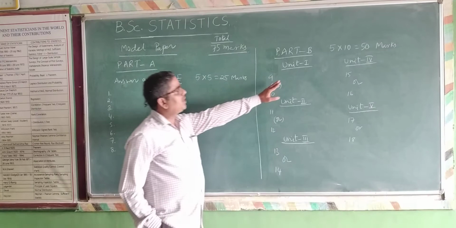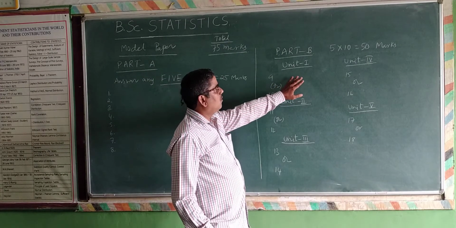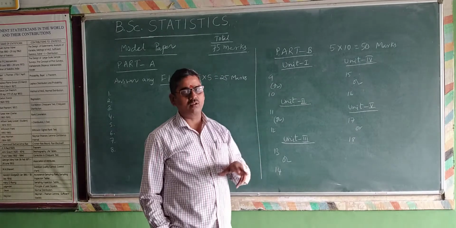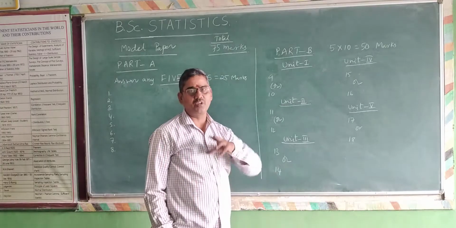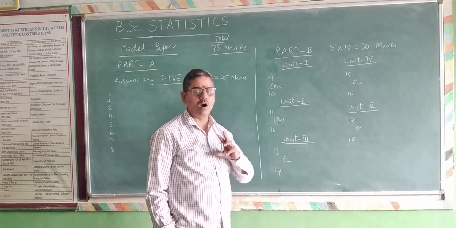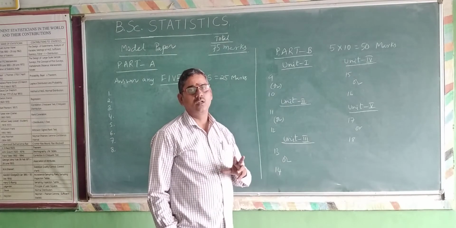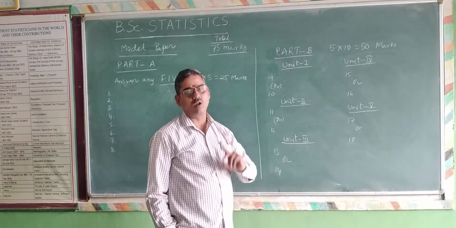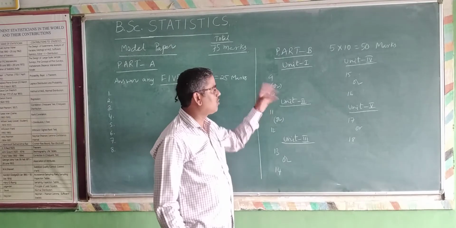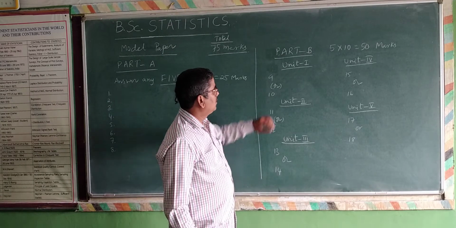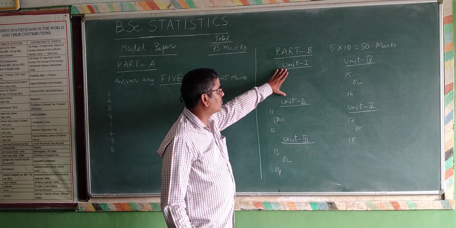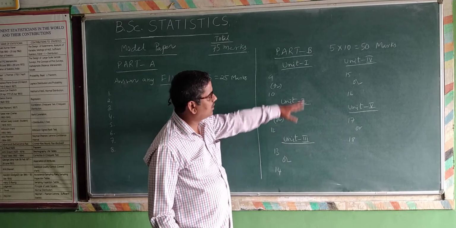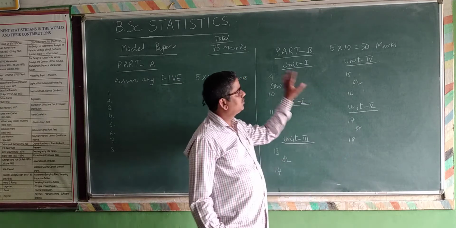Coming to part B, it is an internal choice question. 2 questions are given from each unit, and you have to answer 1 question. You have to answer the question, 1 question from unit 1, 1 question from unit 2, similarly 3, 4 and 5. So this is the pattern.